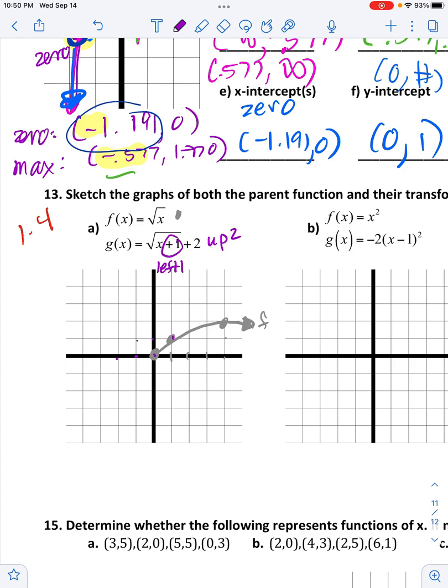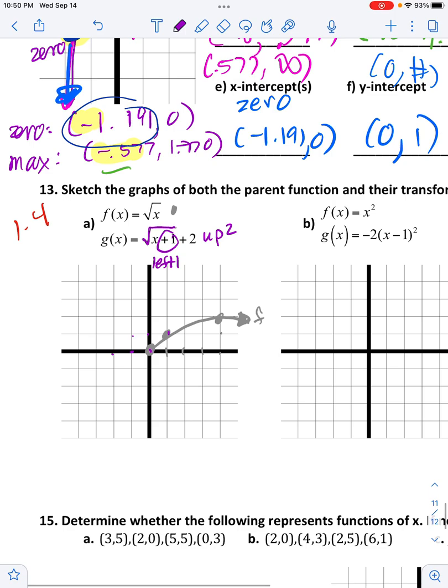Because this is in the container, it does the opposite of what you think. So I'm going to move each point to the left 1, up 2. That feels more right. To the left 1, up 2. Move this point to the left 1, up 2. It does not change the shape. It simply changes the location. And so this is function g.